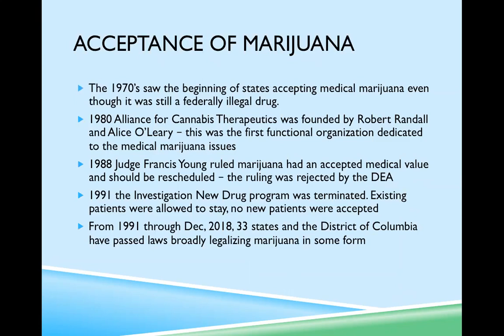In 1980, the Alliance for Cannabis Therapeutics was founded by Robert Randall and Alice O'Leary. This was the first functional organization dedicated to medical marijuana issues. If you remember, Robert Randall is the gentleman that was arrested in 1972 for treating glaucoma with medical marijuana. Alice O'Leary was his wife. In 1988, Judge Francis Young ruled marijuana had an acceptable medical value and should be rescheduled. The ruling was rejected by the DEA.